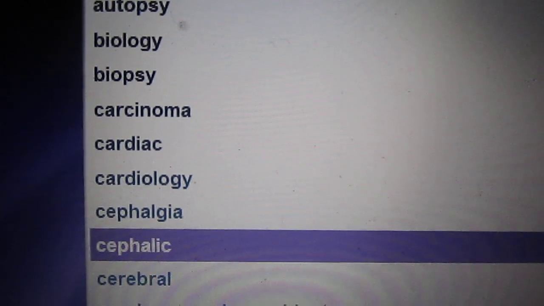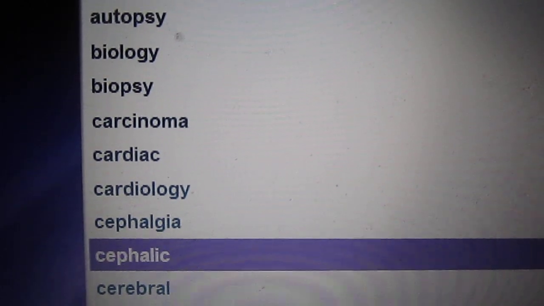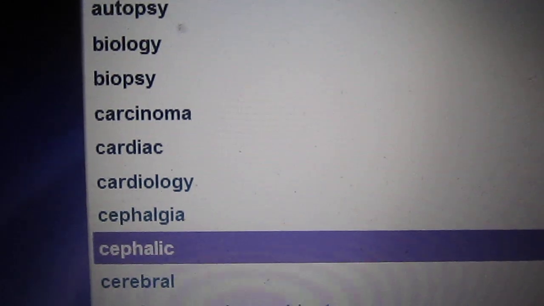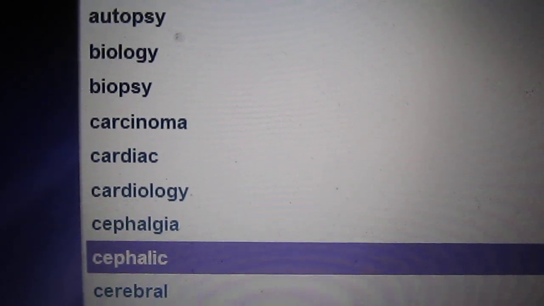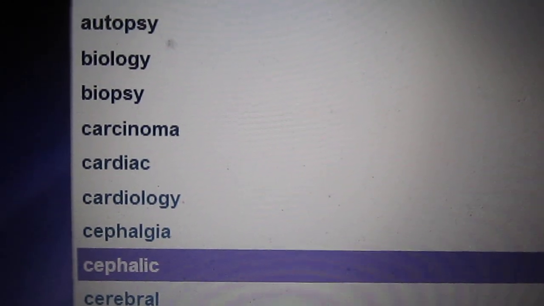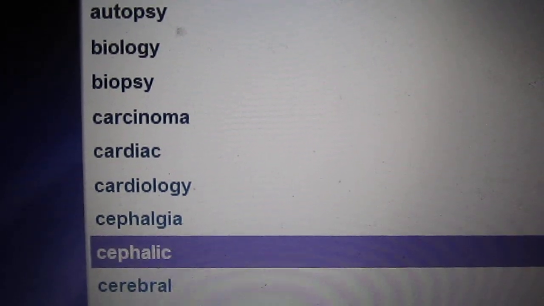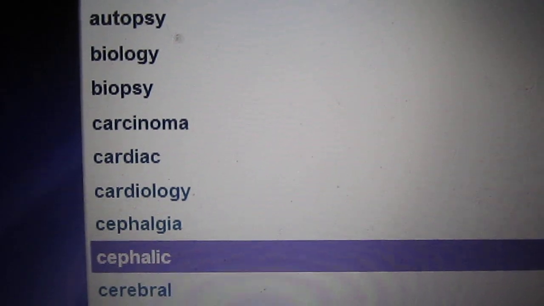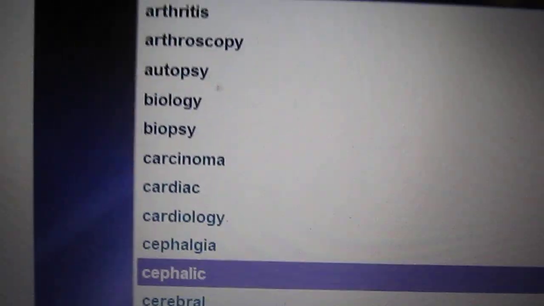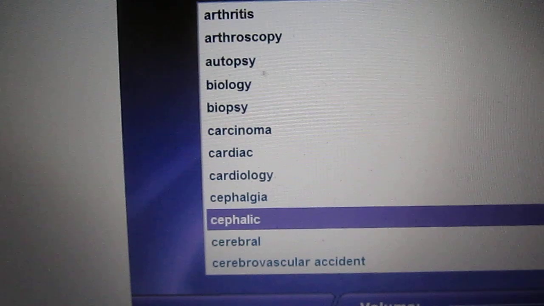Cephalic. The suffix IC means pertaining to. The combining form cephalo, C-E-P-H-A-L-O, means head. Cephalic is pertaining to the head. Often, infants are born with a cephalic presentation, that is, head first.